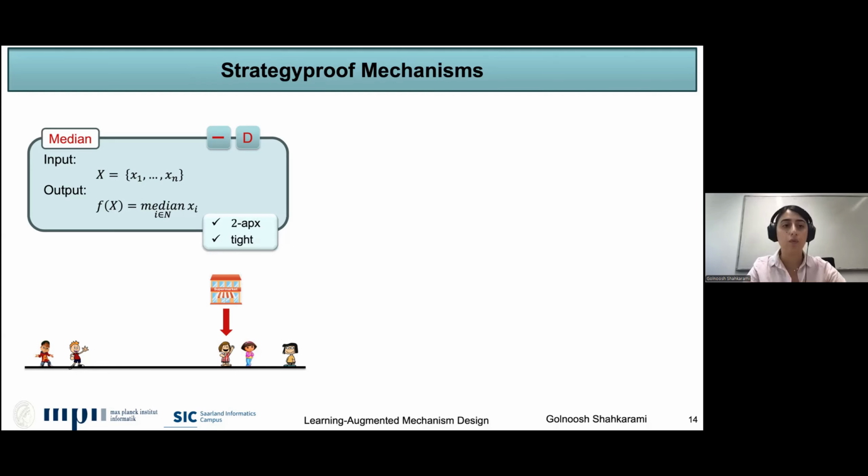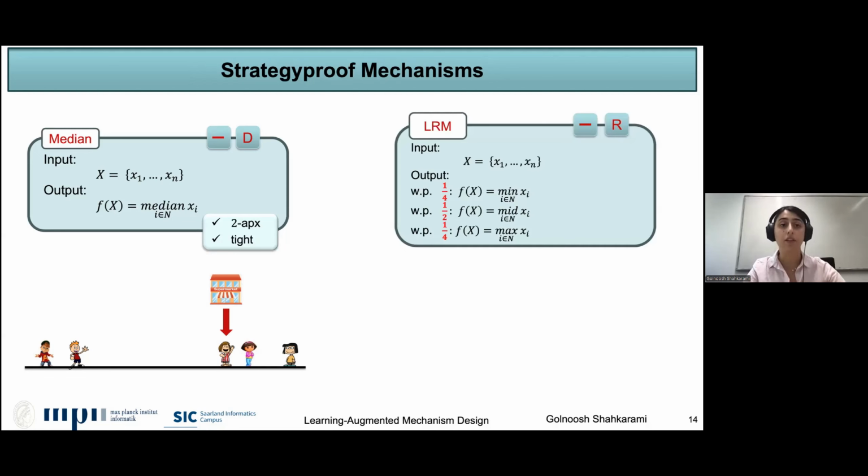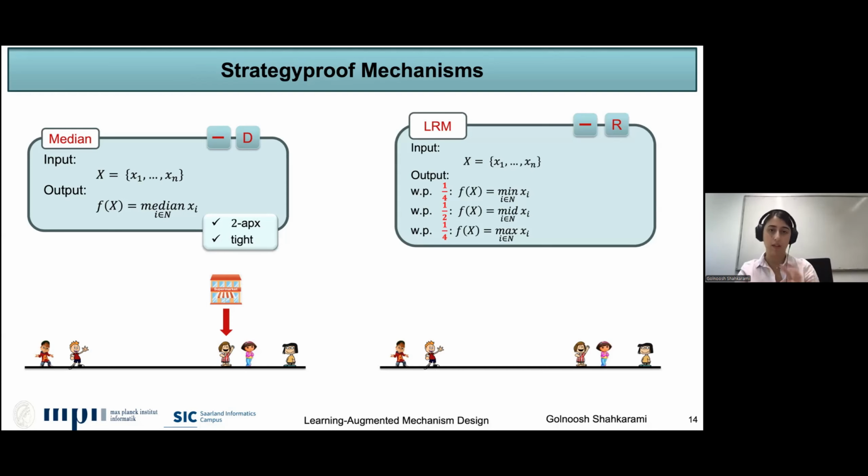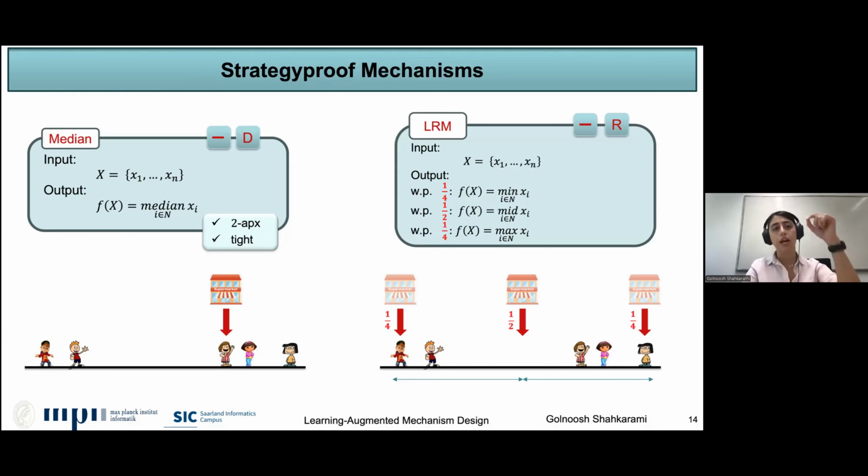Perfect. Now, what about the randomized setting? Can we get a better approximation factor there? The answer is yes. There is a mechanism called LRM, which randomly assigns these locations to agents. More specifically, it puts the facility with probability 1/4 on each of the two extreme agents and in the middle with probability 1/2.